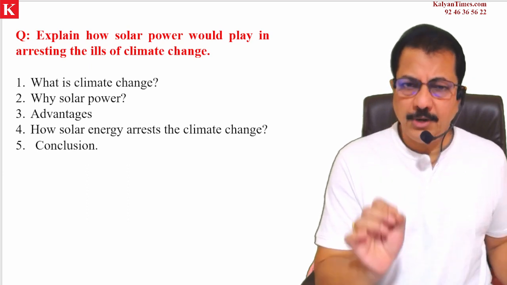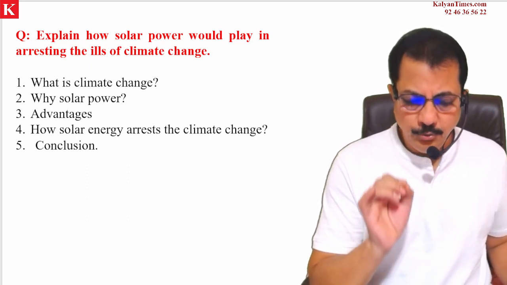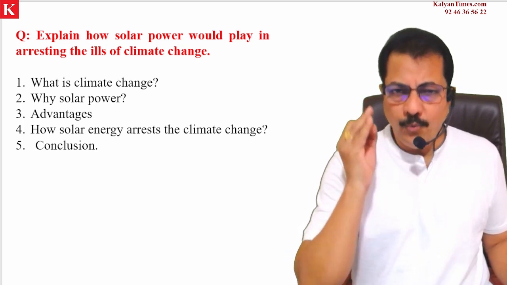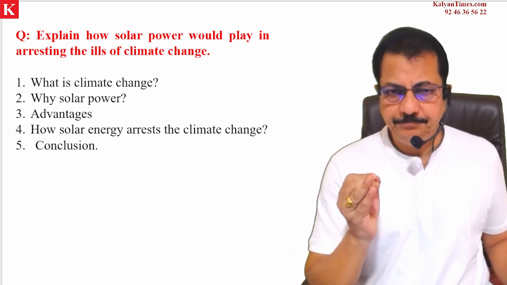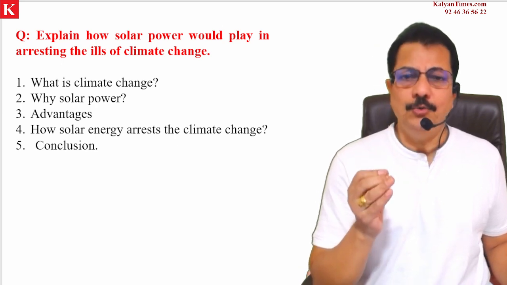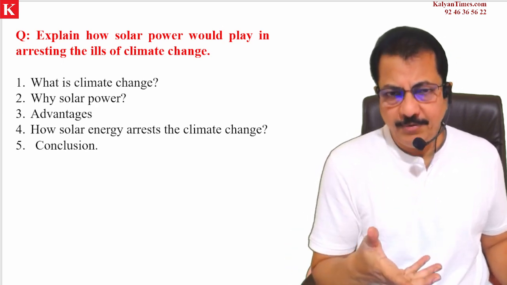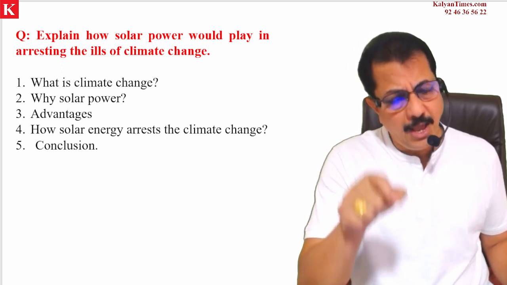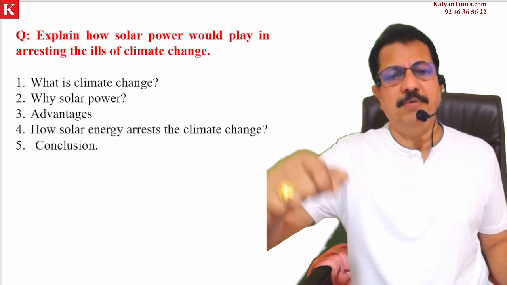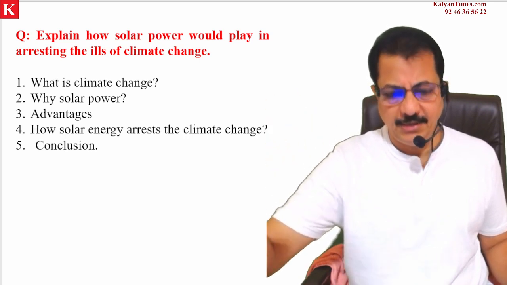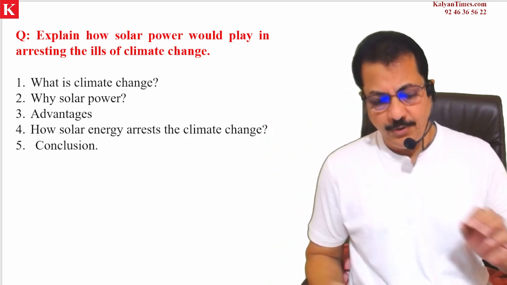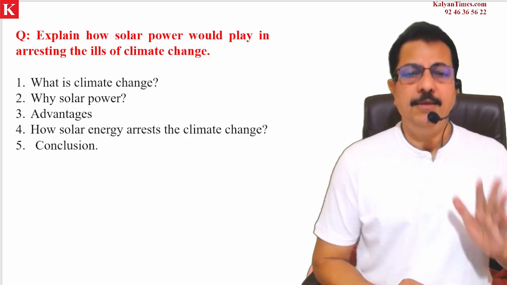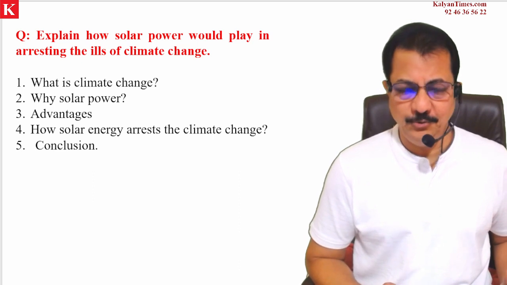In order to write the answer for this question, you should know what climate change is. You should also know why solar power is important. Next, you should also know the advantages of solar power. Then only we can write the exact answer, how exactly solar power will mitigate the ill effects of climate change. Number 4, how solar energy will arrest climate change. And finally, you go for the conclusion.